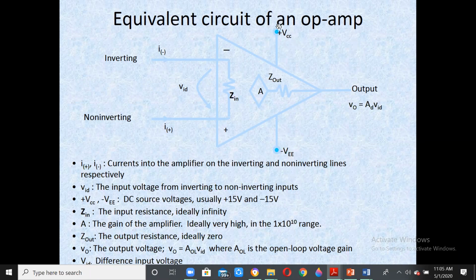Then you have the saturating voltages plus VCC and minus VEE. I would call it saturating, but really speaking, saturation of this will occur a little earlier than plus VCC and minus VEE. What that means is that the output of this cannot go above the saturation levels. The output cannot go above plus VCC. The output cannot go below minus VEE.